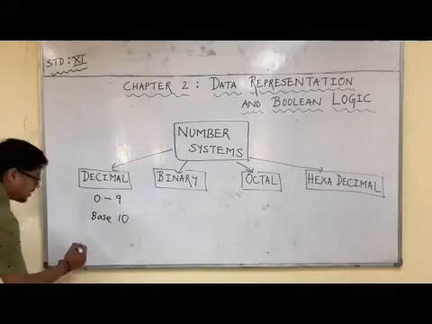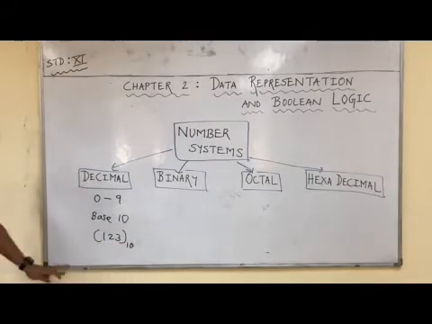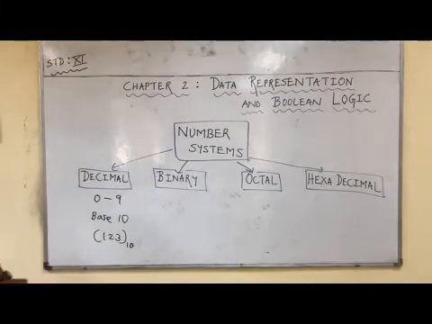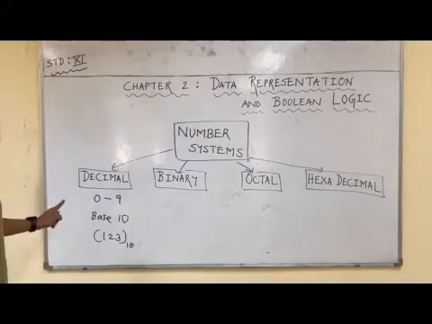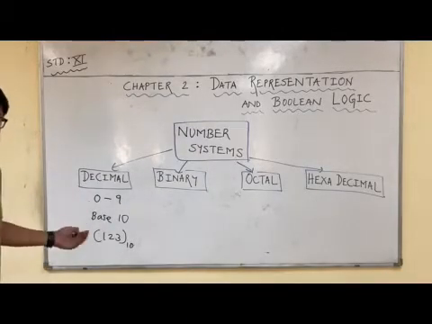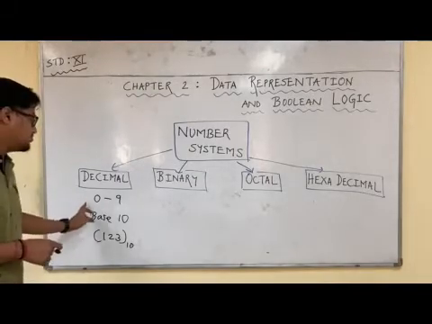One simple example can be 123 to the base 10. This is a decimal number, and this is how we actually represent it normally in computer science. So I hope you are clear. Decimal number system, base 10. Why base 10? Any number in a decimal number system is comprised of 10 digits, that is from 0 to 9.